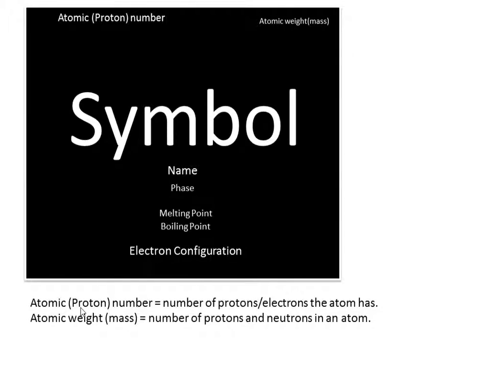The atomic or proton number is the amount of protons an atom has, and an atom always has the same number of protons as there are electrons. Atomic weight or atomic mass is the number of protons and neutrons inside an atom. And it's the number of protons that determines what atom it is.